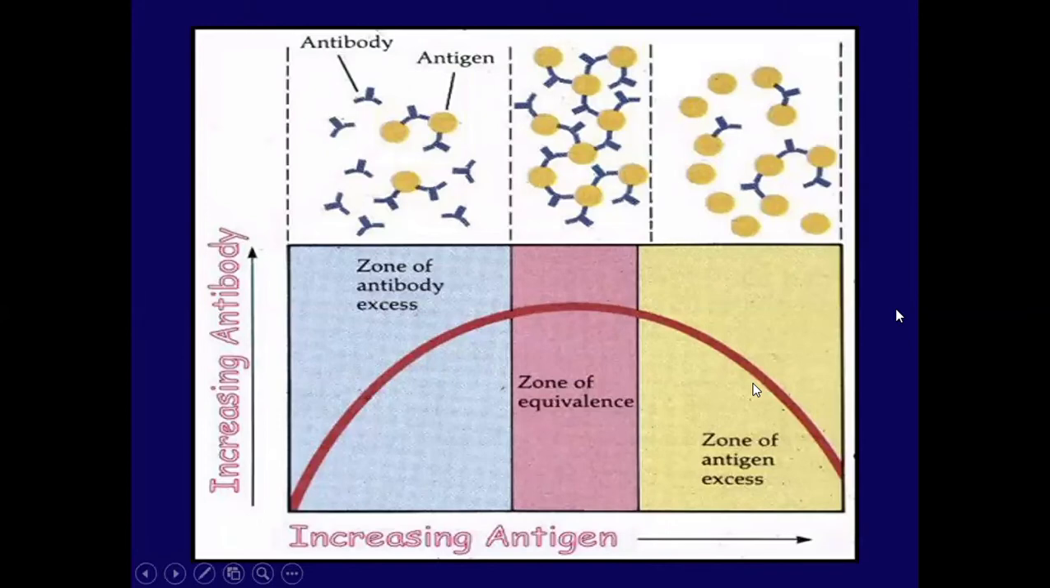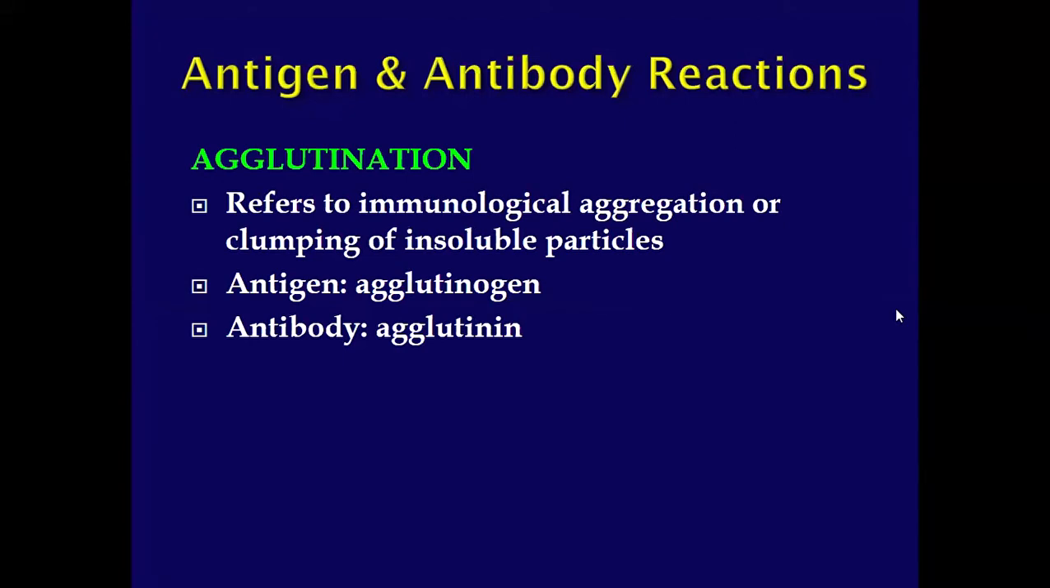Okay? So that is it, if you're going to plot the antigen against the antibody. You can appreciate three zones: pro-zone, zone of equivalence, and post-zone. So we'll proceed now with another reaction, the agglutination.